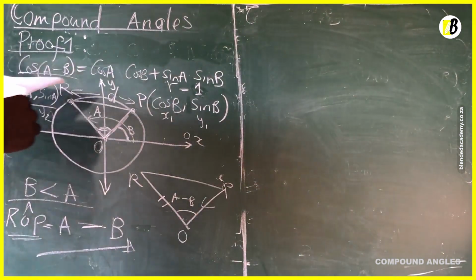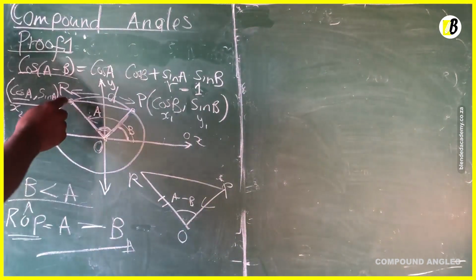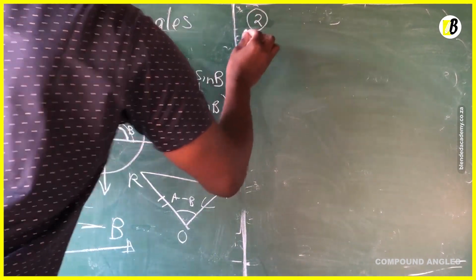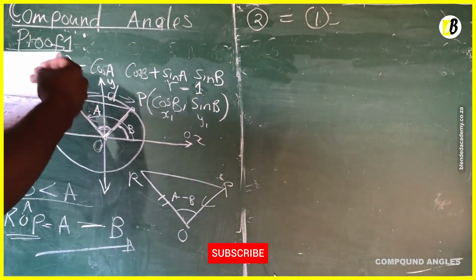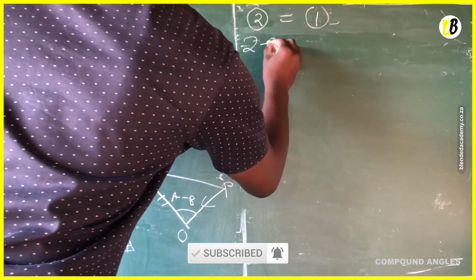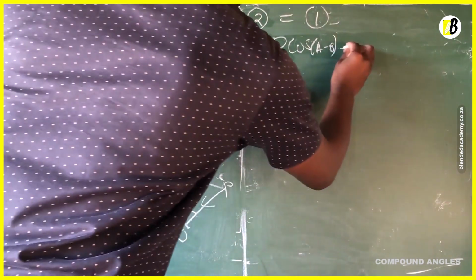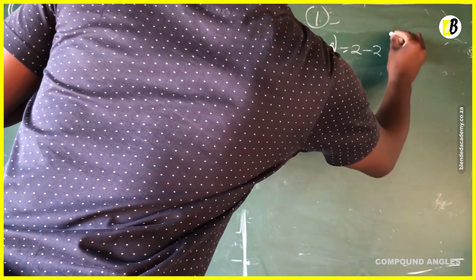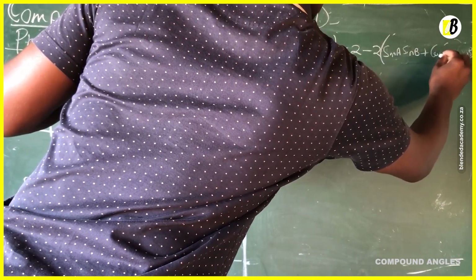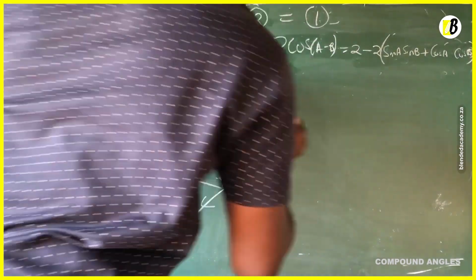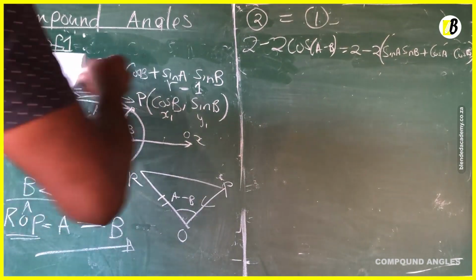Using the cosine rule and also the distance formula, we found two equations for the distance between R and P. So now let's say equation number 2, the one you just did, equals equation number 1. We're going to be working with those two equations. Equation 2 is given by 2 minus 2 cos A minus B. That's the one you just worked on. And this equals equation 1, which is 2 minus 2 into sine A multiplied by sine B plus cos A multiplied by cos B. I hope you can see, because there's quite a challenge when it comes to space on the side.